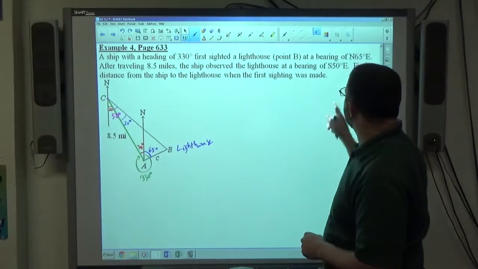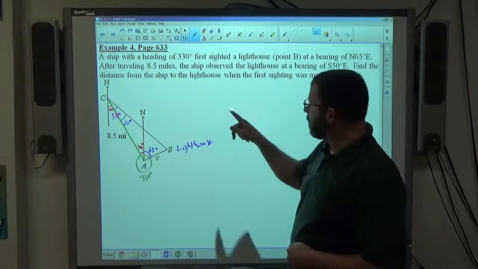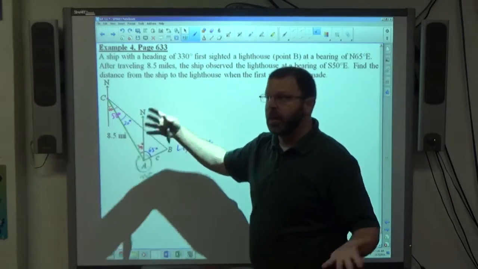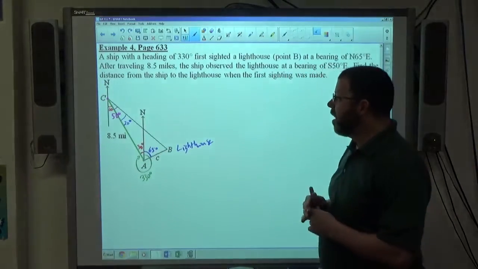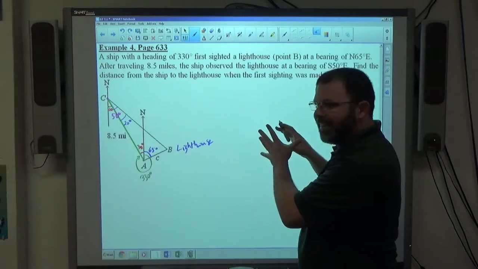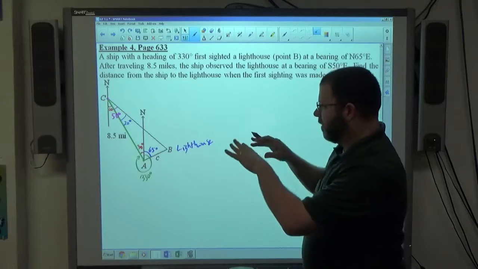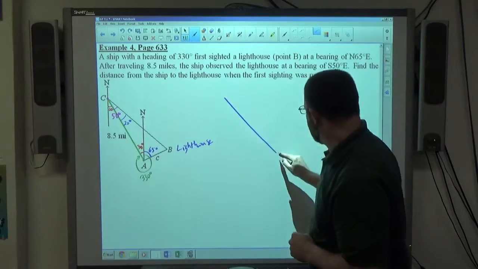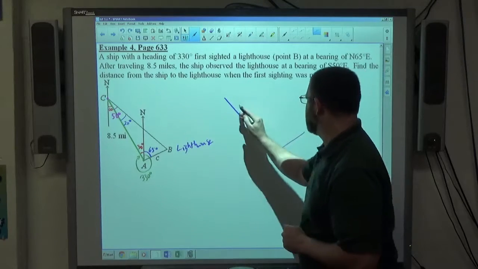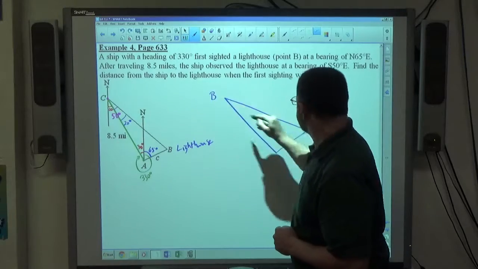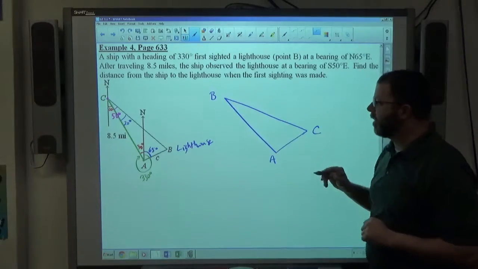The question asks, what was the distance from the ship to the lighthouse at the first sighting? So we're looking for this. We could also find the distance to the lighthouse at the second sighting. So we have the ability to find either. Me personally, once I've drawn the picture like that, I like to take that out and redraw it, because it has all these angles and stuff in here. So if I just were to draw ABC real quick, it doesn't have to be drawn to scale, but I try and get kind of close. So there's ABC, and just get the pertinent information out of this.